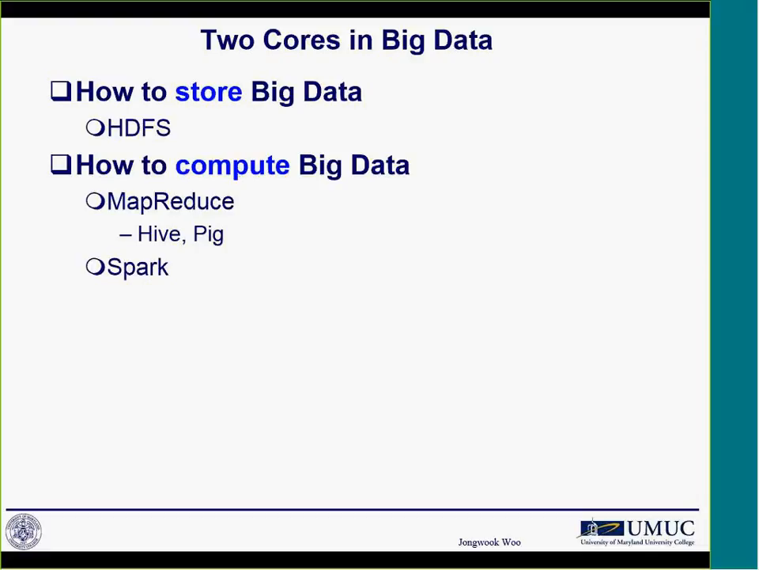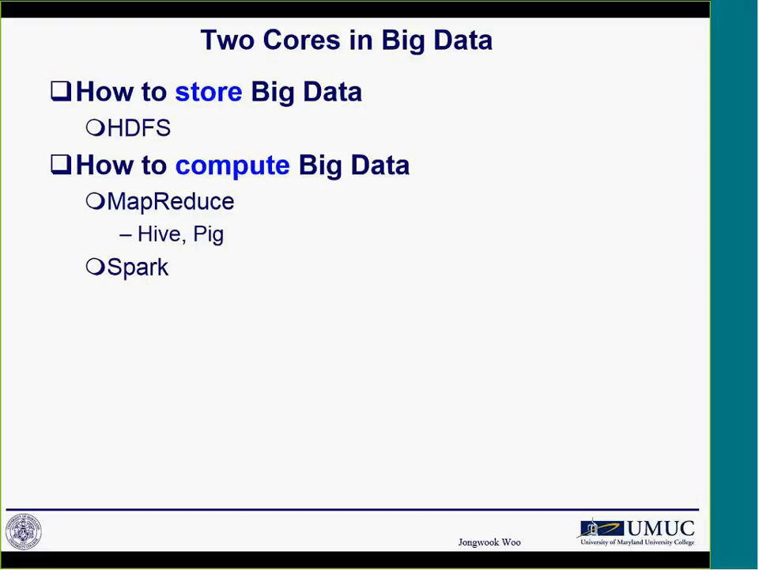So as I mentioned before, there are two cores in big data. When we take care of a massive or large-scale data set, there are two cores. The first one is how we can store the big data, and in Hadoop, the Hadoop distributed file system takes care of it. And actually, for cloud computing such as Bluemix and Azure, object storage is used. And at the end, I'm going to show you the difference between the Hadoop file system and object storage.